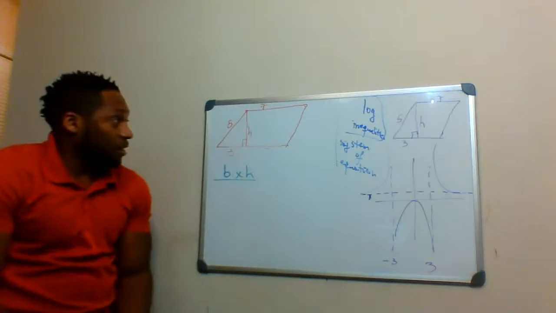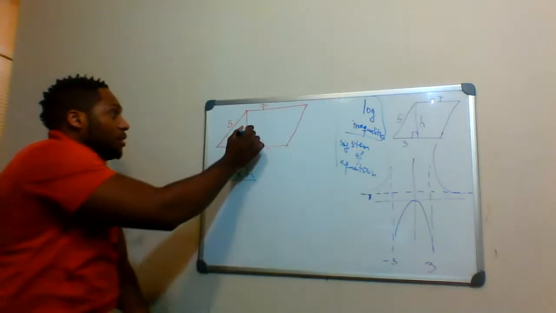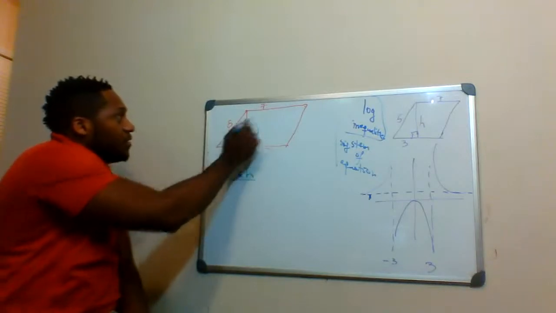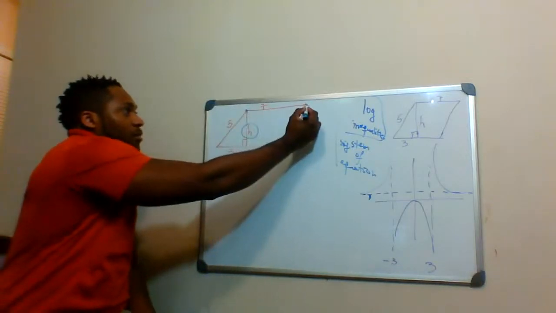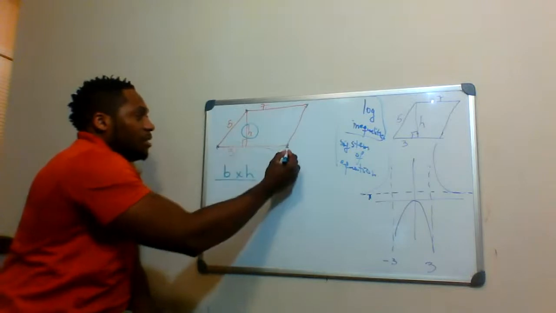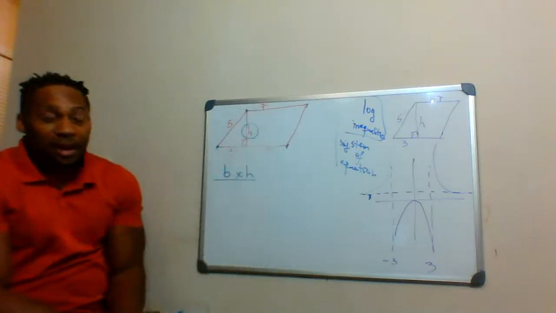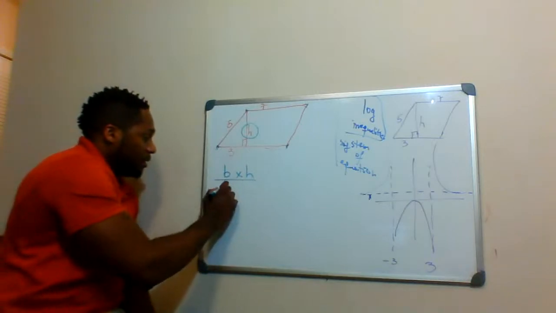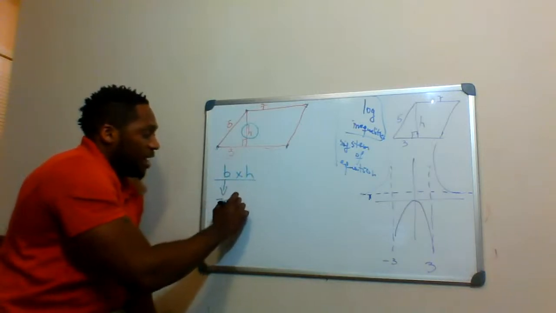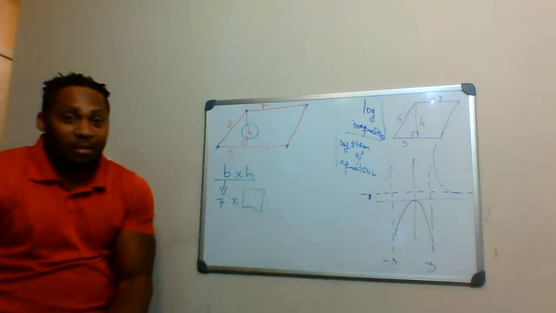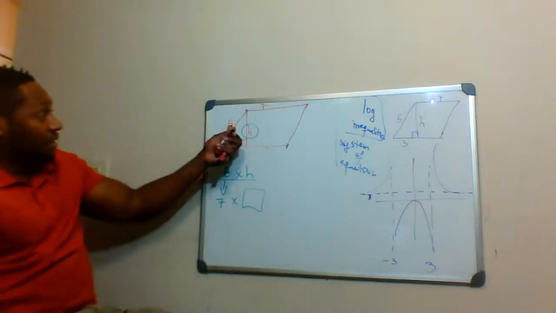The height of this parallelogram here is h. So we have the base. The base is 7. The length here is the same as the length here, 7. So the base is 7, and we just need the height. We need the height to multiply by the base to find the area. So how do we find the height?